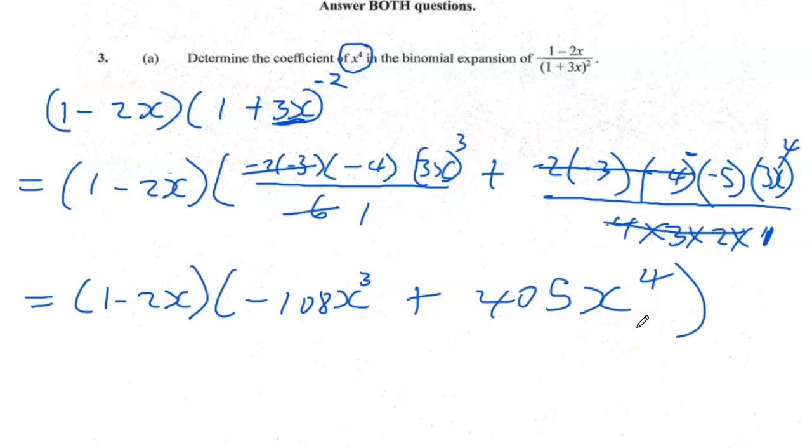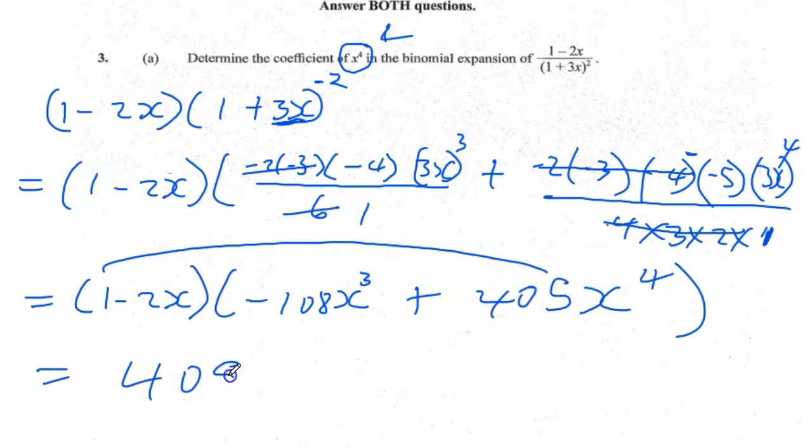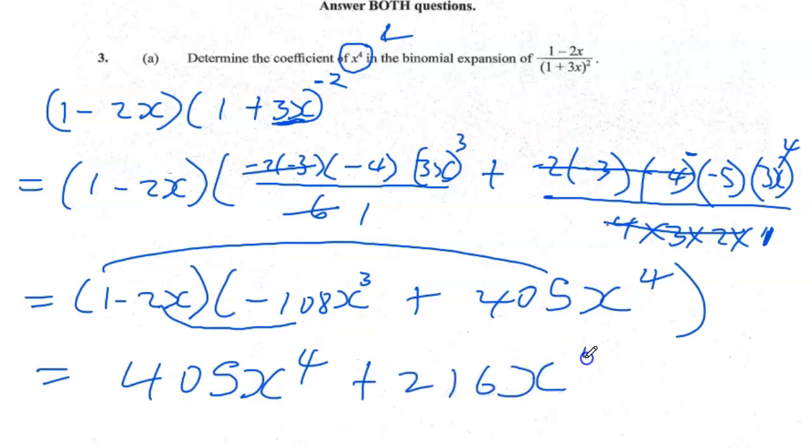And therefore now, let's expand to get the x to the 4th power. When I'm expanding, I'm just interested in the terms that would give me x to the power of 4. This 1 times the 405 will be 405x to the power of 4. And then the minus 2x times the minus 108 will give me positive 216x to the power of 4.